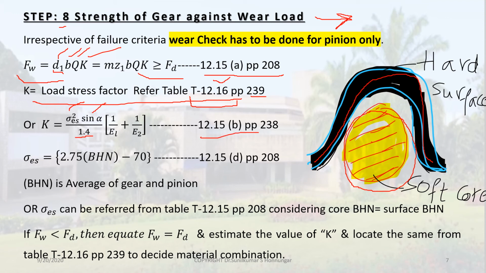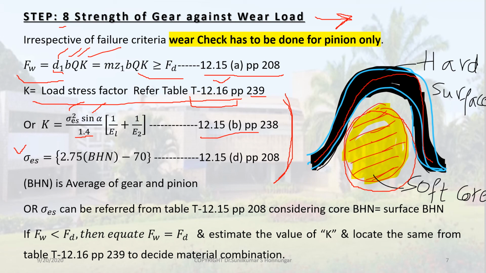For sigma endurance, you can refer to the same table, or else, generally BHN will be known. Through that BHN, again it is given, all are given one below the another. Just browse through your data book. 2.75 into BHN minus 70. That BHN is again the average BHN of gear and pinion. That means you have to add both, divide by 2, multiply by 2.75, deduct 70, and take that. Please note down the units are Newton per millimeter square only.